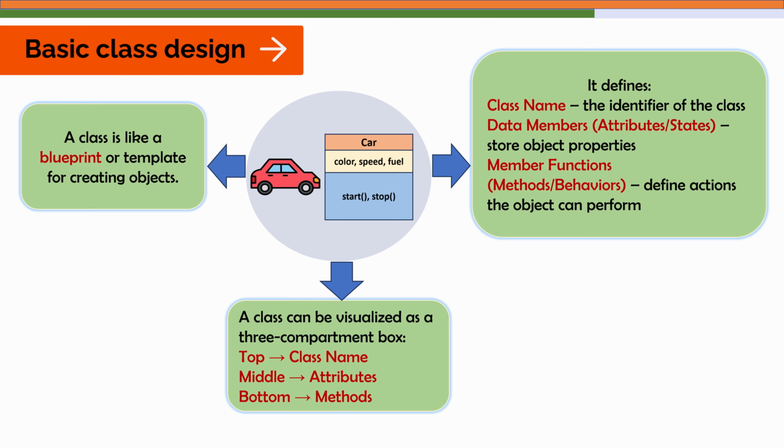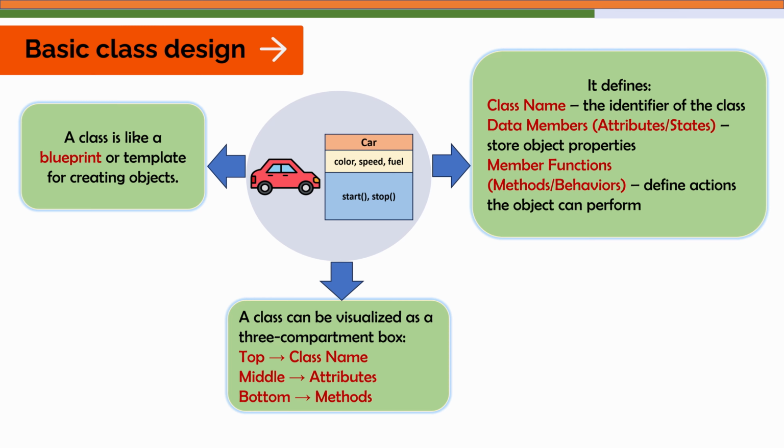Then in the middle section, this holds the data members, also called attributes or states, that represent the properties of that object basically. For example, in this case, color, speed or fuel level relates to class. And then the bottom section holds member functions. So the bottom section is all about the methods and behaviors.